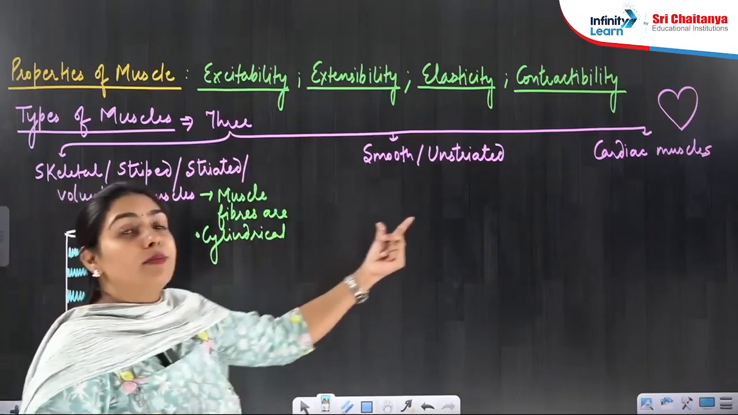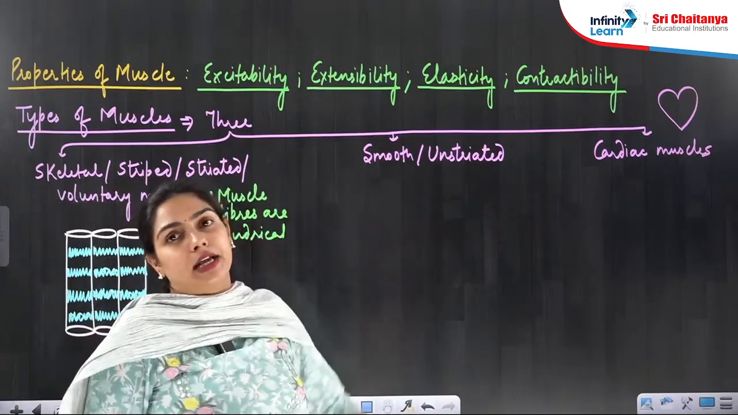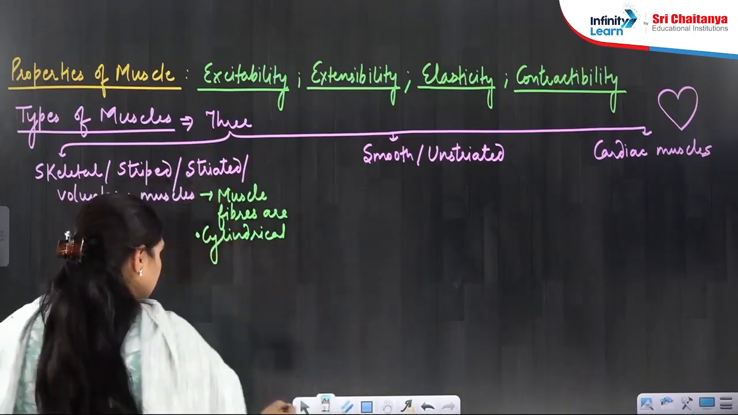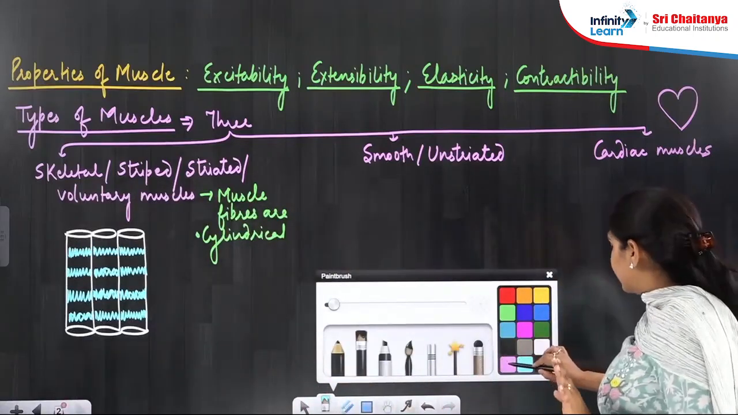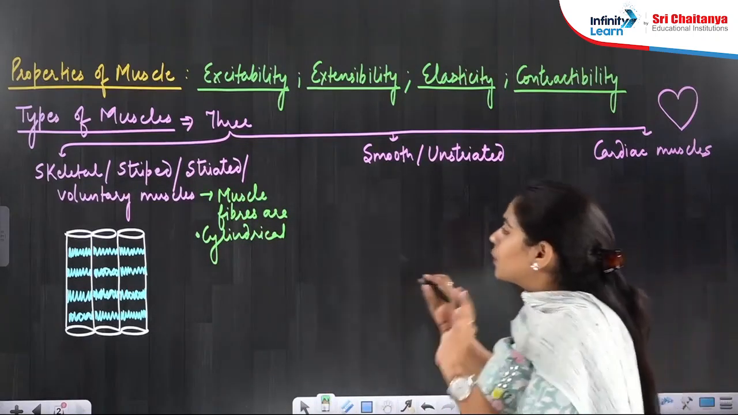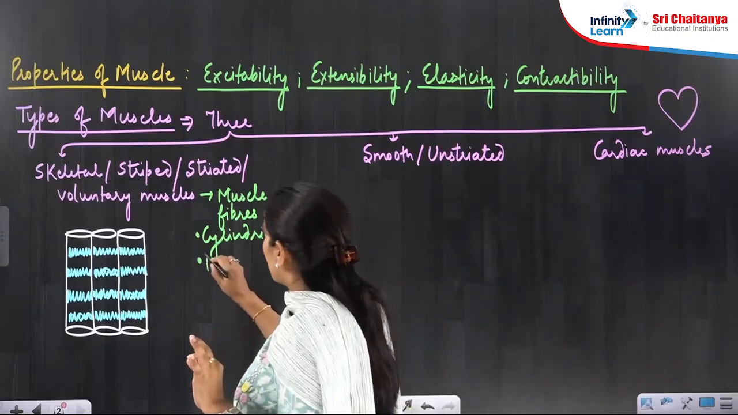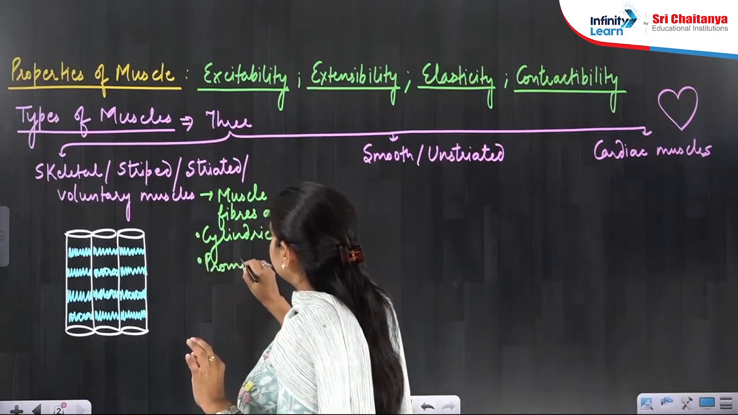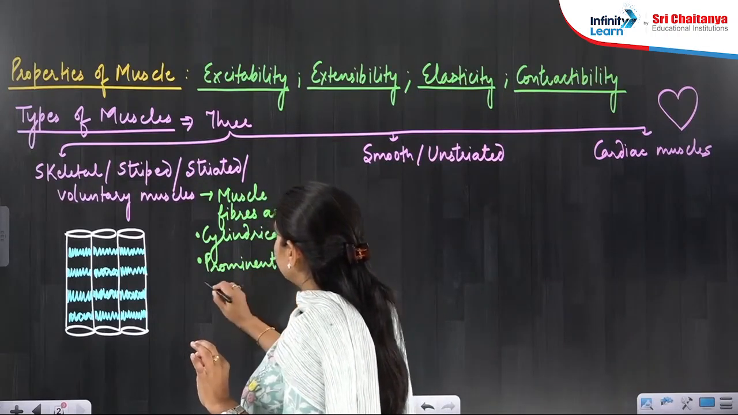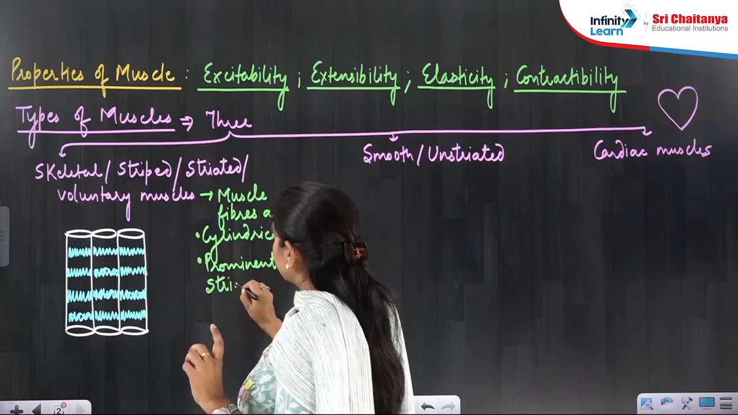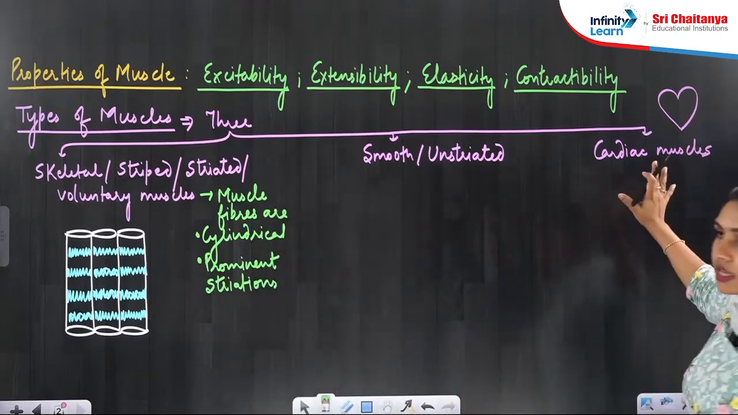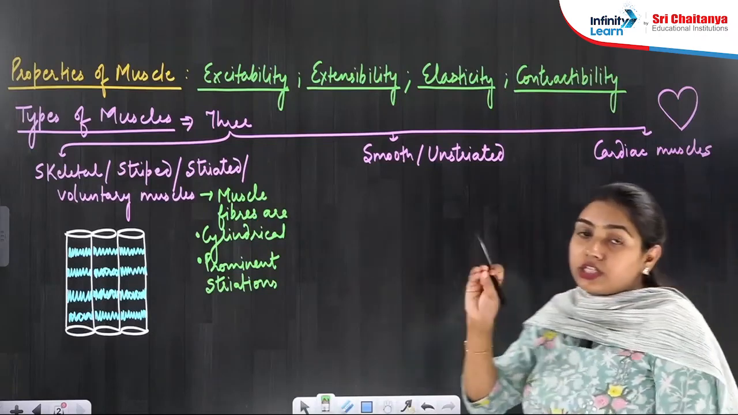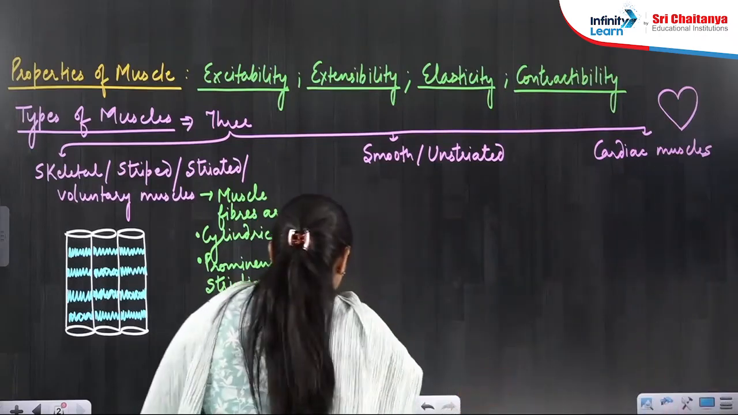So those type of striations are present in cardiac muscle. If somebody asks you which type of striations are present in the skeletal muscle, you will say prominent striations. But faint striations are present in the cardiac muscle. Cardiac muscle also has striations.